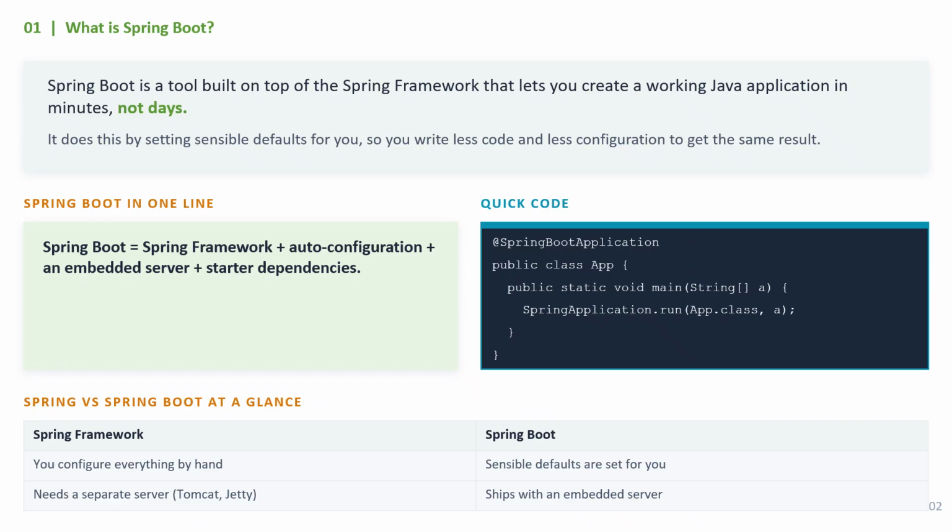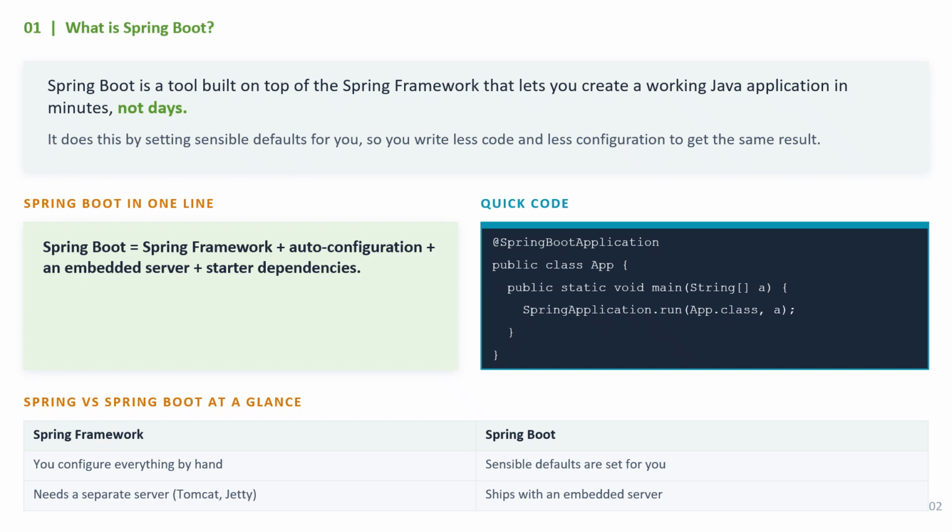So, what exactly is Spring Boot? Spring Boot is a tool built on top of the Spring framework that lets you create a working Java application in minutes instead of days. It does this by setting sensible defaults for you, so you end up writing less code and less configuration to get the same result. Think of it this way: Spring Boot equals the Spring Framework plus auto configuration plus an embedded server plus starter dependencies. We will explain each of those pieces in this video.